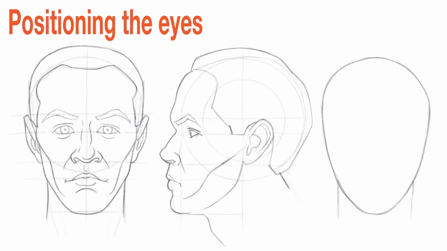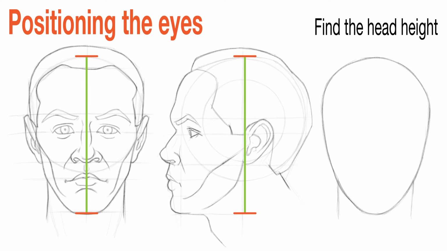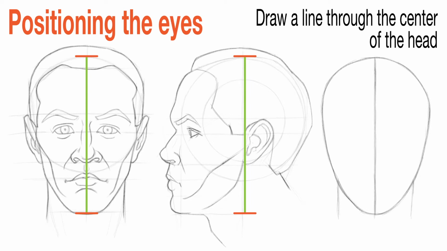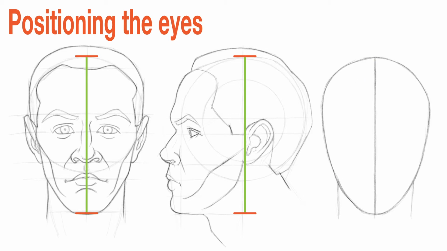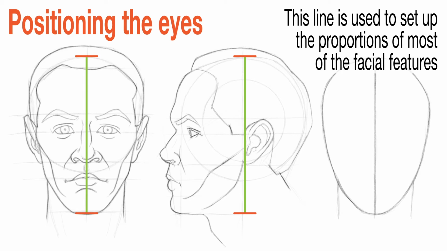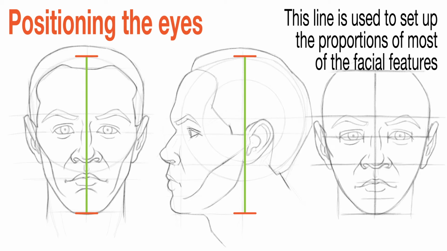First, we want to find the overall height of the head. To do this, we can draw a line down the center of the basic shape we've drawn representing the head. Start the line at the top of the head and end it at the bottom of the chin. This line is our first proportional guideline. We'll use this guideline to place the facial features and work out most of the proportional relationships between each other and the head.